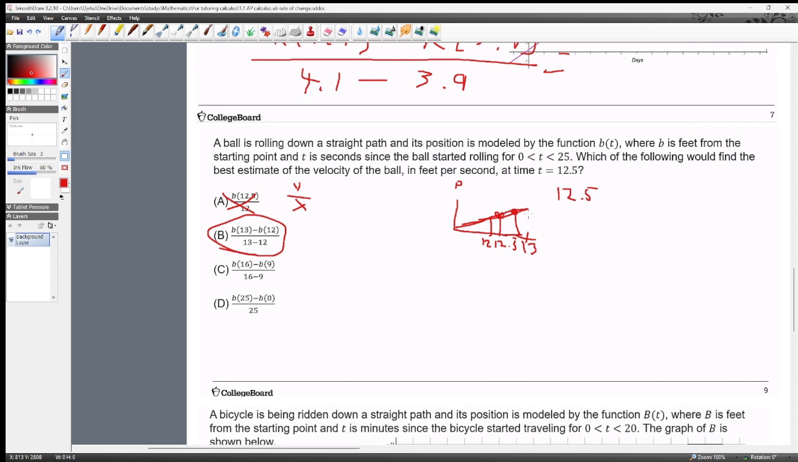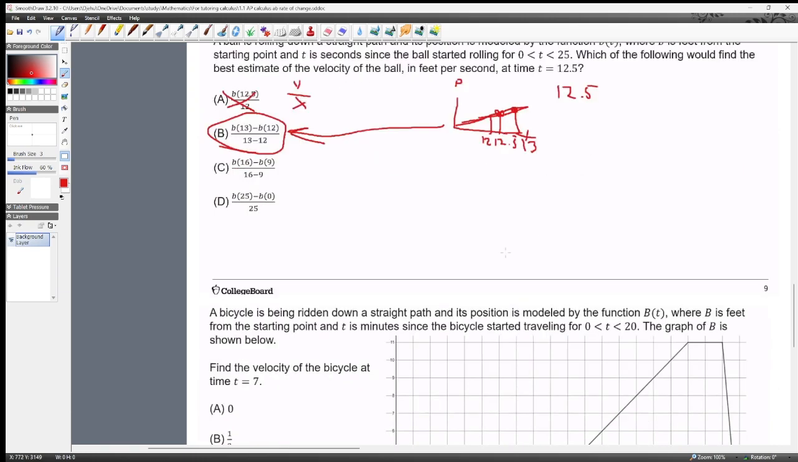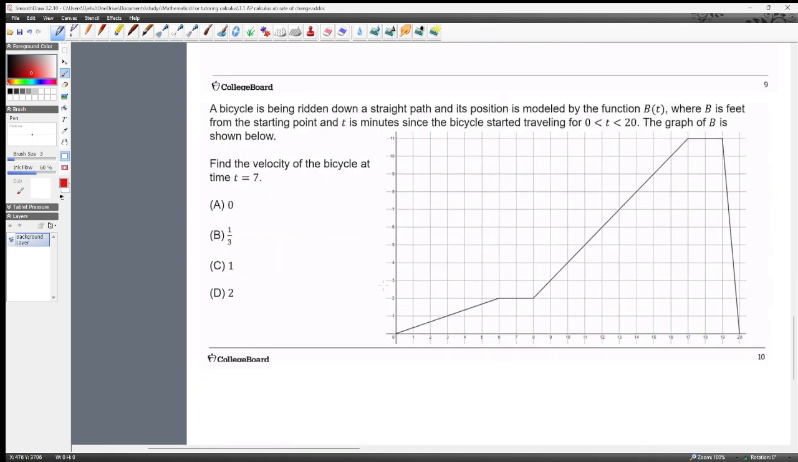This would be our answer because it's the closest to 12.5, and we're given our y2 and our y1 here, which is B(13) minus B(12) divided by 13 minus 12. I'm giving here an example of that equation, the function or equation that we've given, and using it to find our instantaneous speed. But here it's velocity, so it's fine to say velocity.